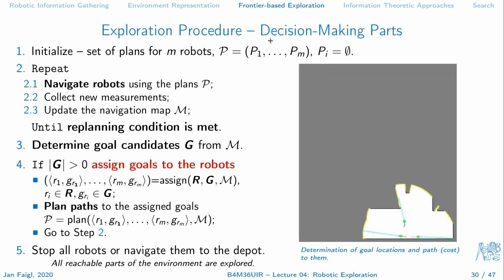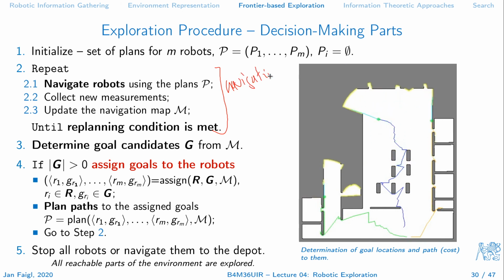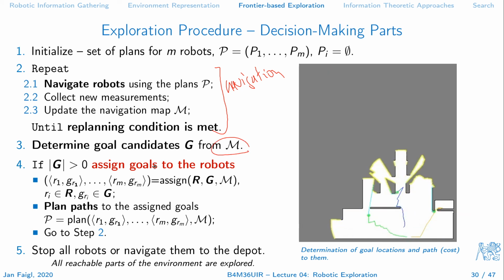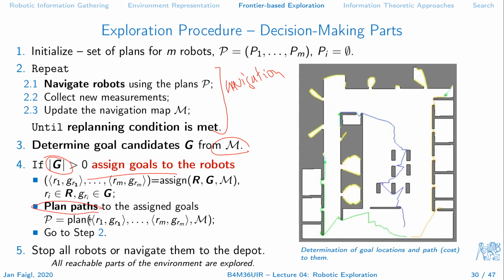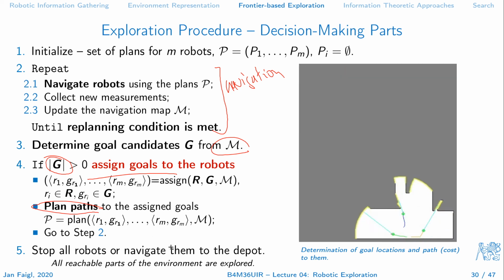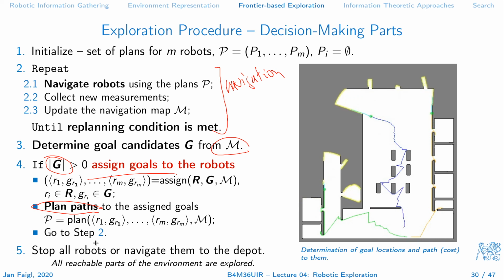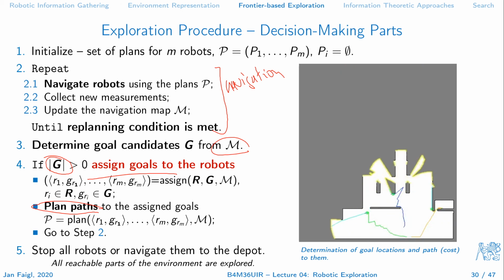So this is, let's say, the navigation. Then we determine the goal candidates using the current map. If there are some, we assign the goals, we plan paths, and repeat. And we stop the robots if there is no goal, right? So that's pretty much the exploration procedure regarding the decision-making parts.